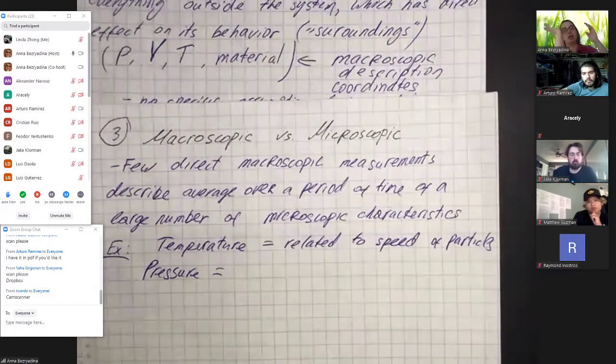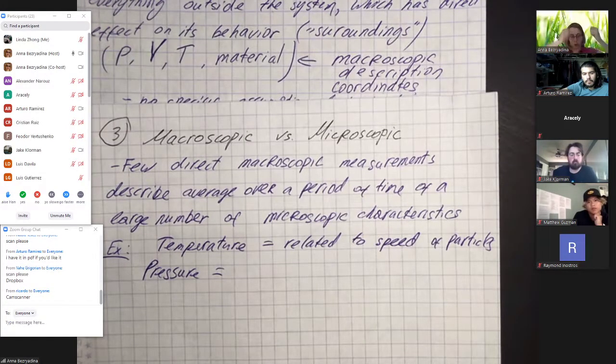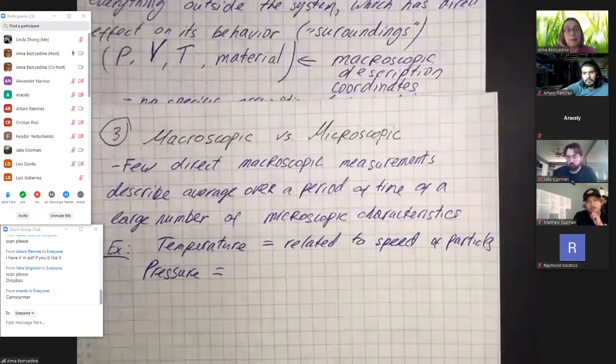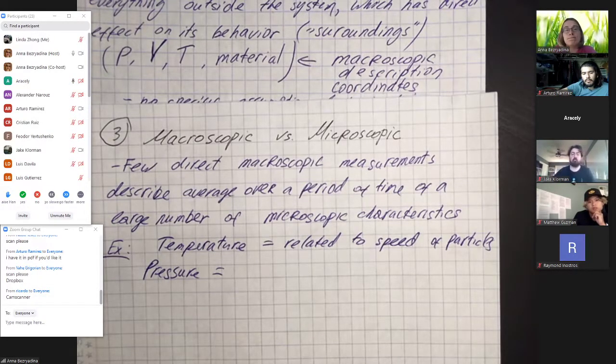So how do we know what the pressure on our hand is? For example, you put an object and you can say, oh, it's pressing on something else. But pressure is macroscopic. How can we describe it from the microscopic view? Someone else? Force per unit area. Okay, that's very good. But force per unit area is still a macroscopic point of view.